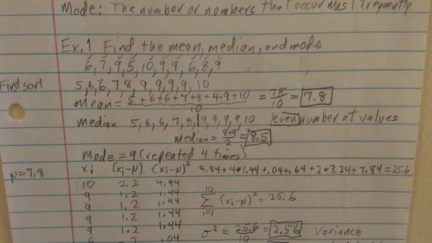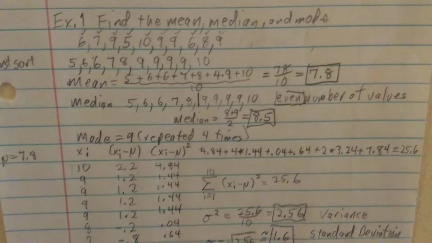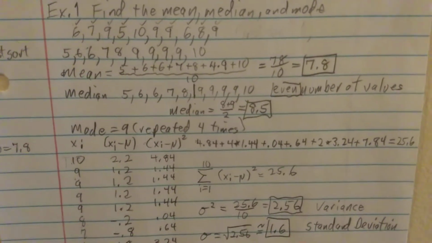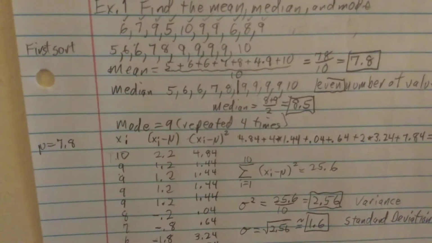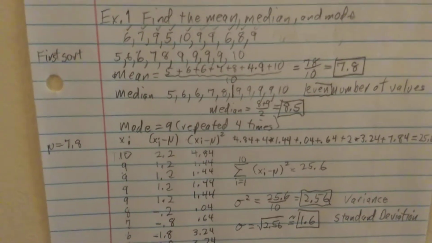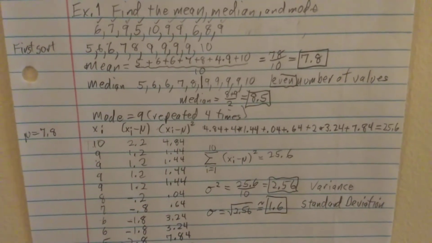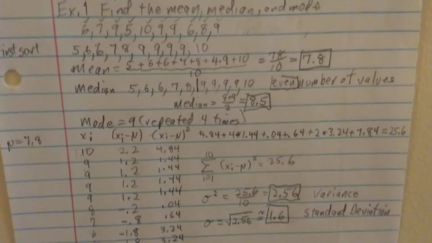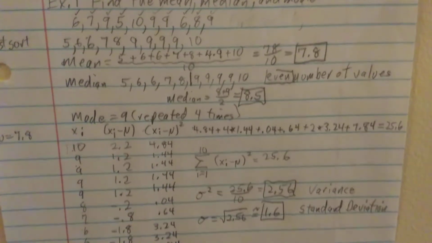So example 1, find the mean, median, and mode for the set of numbers 6, 7, 9, 5, 10, 9, 9, 6, 8, 9. So first, to do a median, a middle, or a mode, you obviously have to sort them. So notice my little check marks above the original top set of numbers. That was me checking them as I sorted them on the line below.